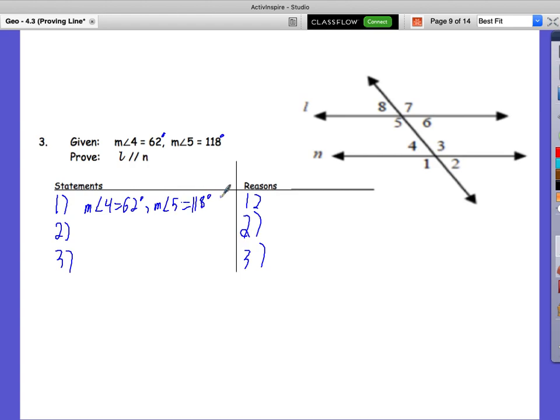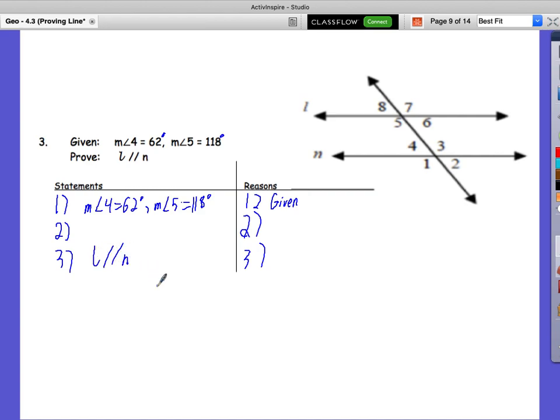You could put them in 2 different steps if you want to, but you don't have to. That would make it 4 steps instead of 3, but it'll be fine. I'll talk about that more in a moment. And our reason is given. Okay. And we're trying to prove L is parallel to N. So where would that go in this 3-step proof? Step 3.